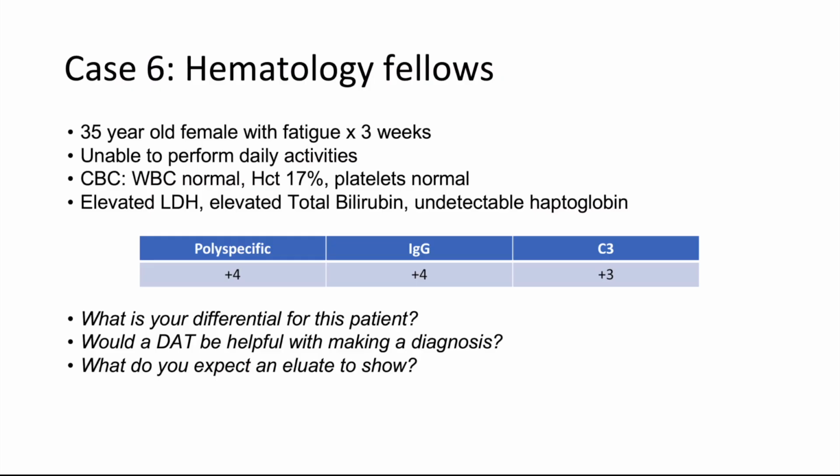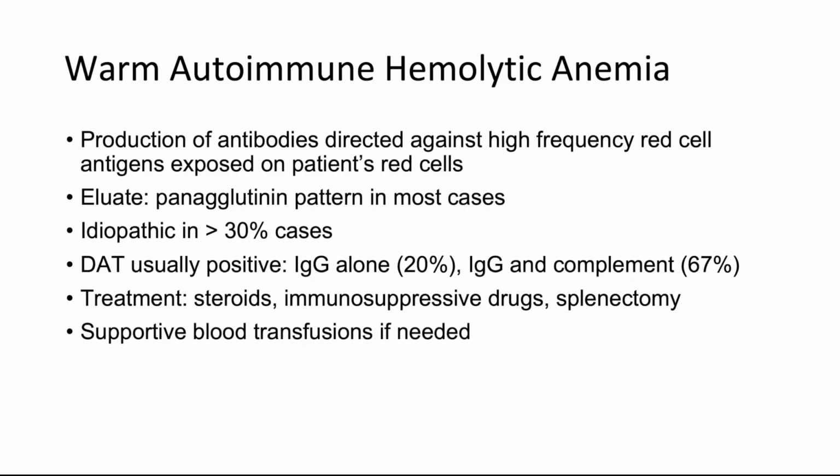So you could pause here. Here's your DAT. Polyspecific is positive, IgG is positive, C3 is positive. And let's talk about the differential here. Would the DAT be helpful? And why would a DAT be helpful? And what do you expect the LDH to show? So I'm going to go on to the next slide.